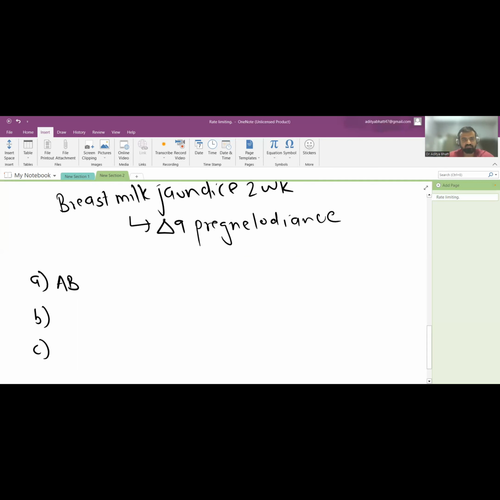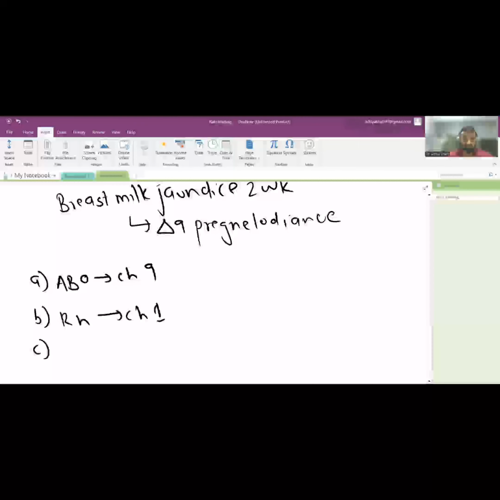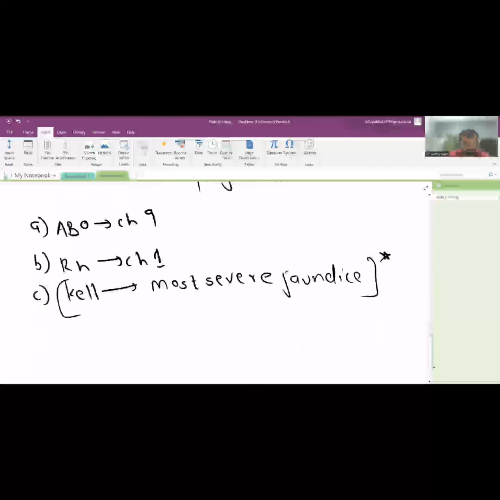ABO blood group is seen on chromosome 9. The RH blood grouping is seen on chromosome 1. And the third most important blood group system is the KEL system. This KEL mismatch has the most severe jaundice. When there is a KEL blood group mismatch, this has the worst kind of jaundice. So most severe jaundice is caused due to KEL blood group mismatch and not RH blood group mismatch. So these are the features of pathological jaundice, and I hope you understood the basics of this.